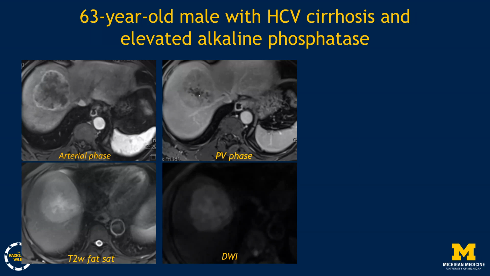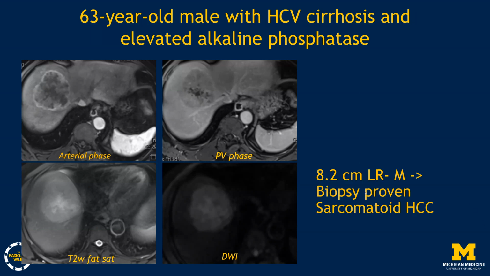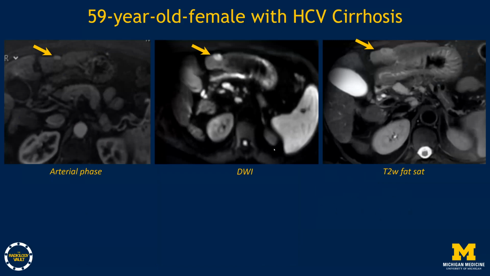So based on these features, we called it an LR-M, and this was biopsied and turned out to be a sarcomatoid type of HCC. Here we have another lesion in a person with cirrhosis. You can see here there's a small lesion with arterial phase hyperenhancement, marked restricted diffusion. This is our T2 weighted sequence. There is some ill-defined nodular area of signal abnormality. So based on these characteristics, this was called a 1.1 centimeter LR4.